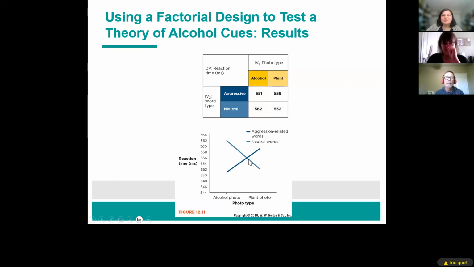Okay, who wants to do the dark line? I will if nobody else wants to. Okay, go for it. So among those in the aggression-related word group, the reaction time was quicker when they viewed an alcohol photo when compared to a slower reaction time when viewing the plant photo.